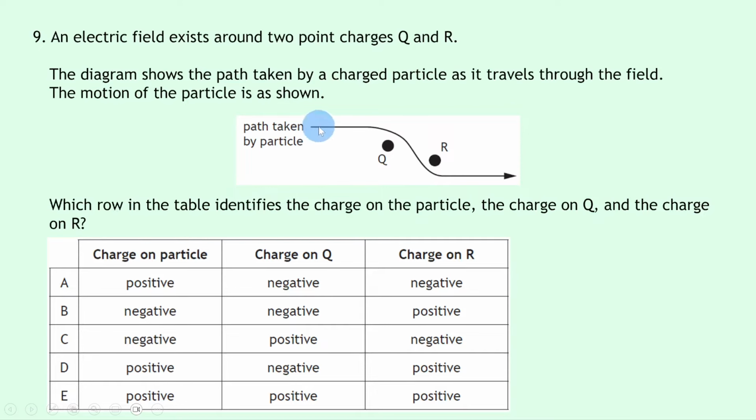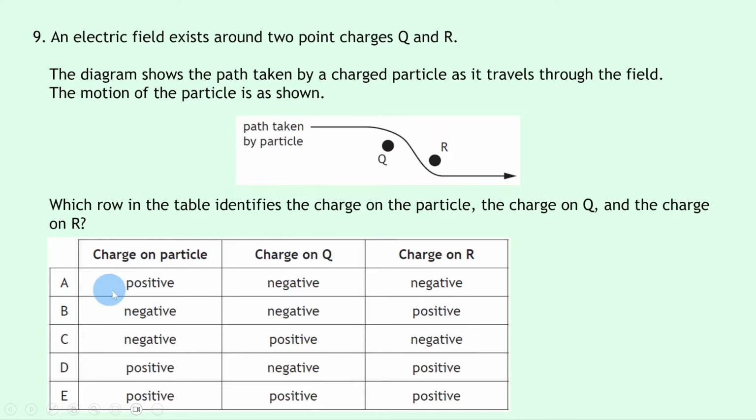Well, since the charged particle bends towards Q and bends towards R, that means it's attracted to both Q and R, which means it must be oppositely charged to Q and R, and that Q and R must have the same charge. And that means we can eliminate some options here, because if Q and R have the same charge due to causing the same attracting effect on the charged particle, then they can either both be negative or both positive. So our answer is either going to be A or E. It cannot be B, C or D because those are showing opposite charges for Q and R.